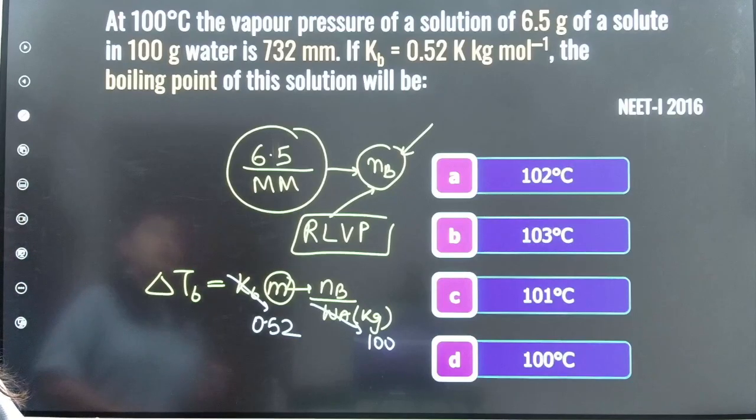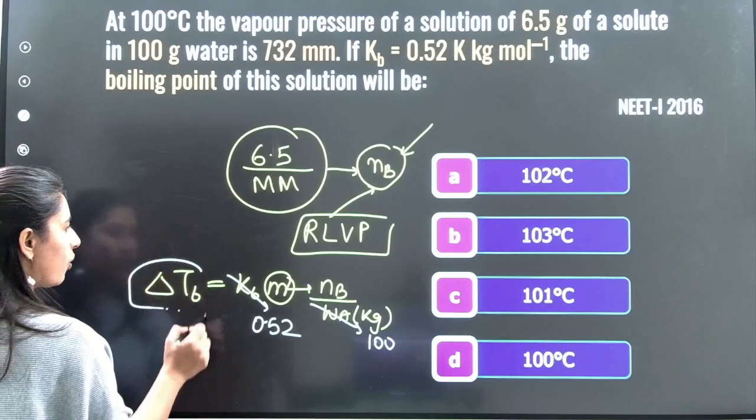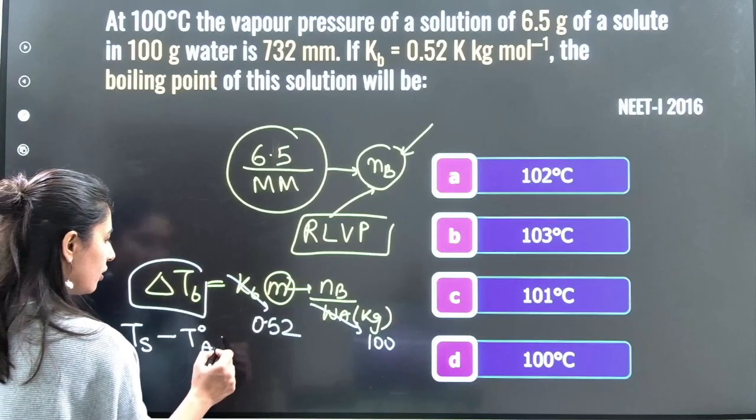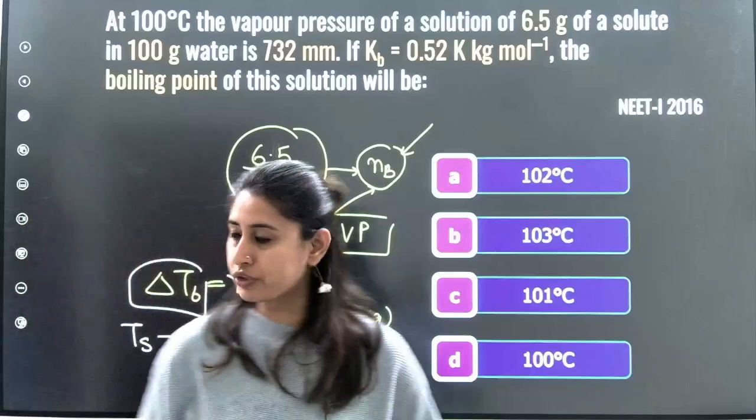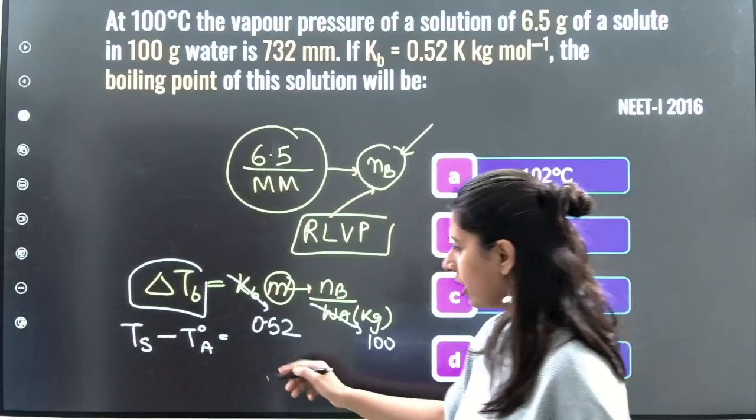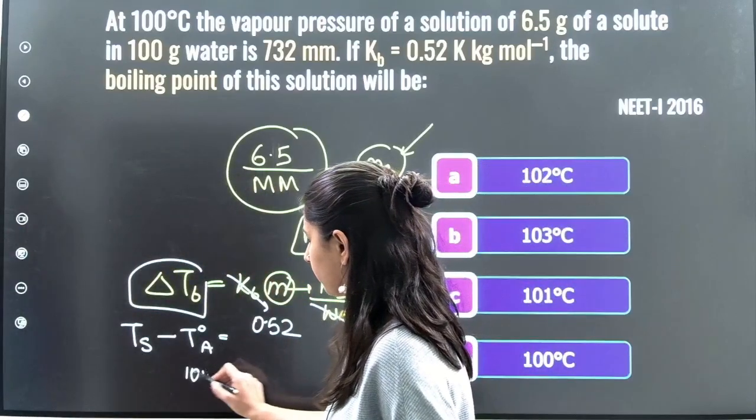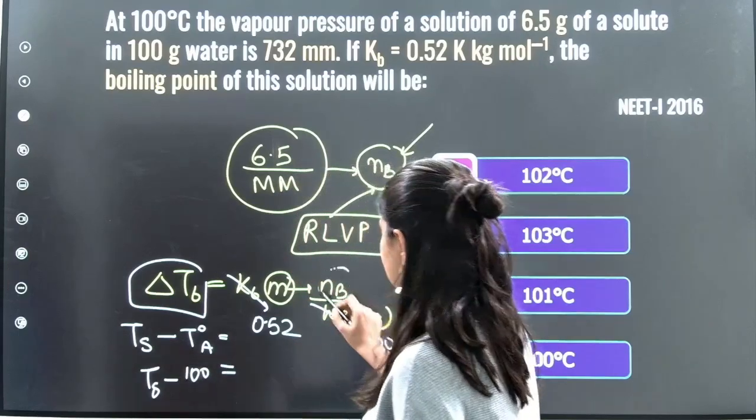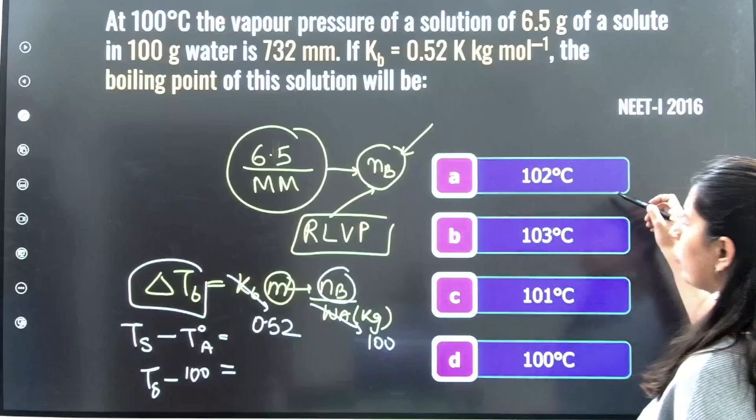Delta TB, the boiling point of the solution will be... so delta TB is what? We have understood that the temperature of the solution will be greater than the temperature of the pure solvent. The boiling point of the solution will be greater than the pure solvent. This we know is 100. This we need to find out, right? This we know we can find out from relative lowering of vapor pressure.